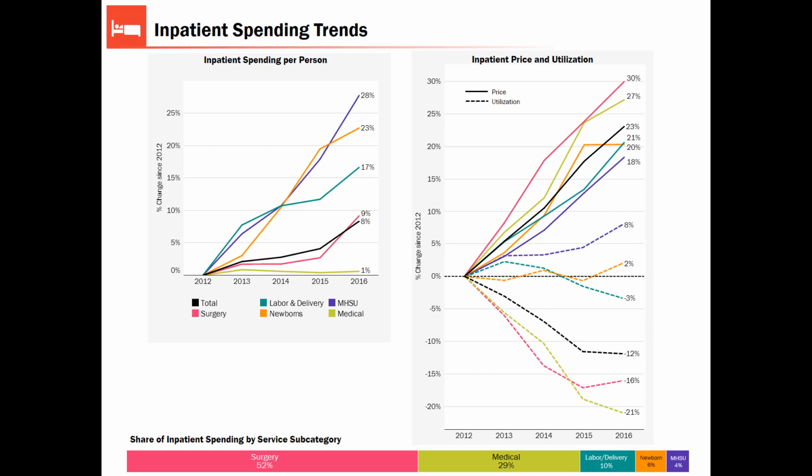You can see rather larger spending increases for some other categories of inpatient care, particularly mental health services. It is a large increase, but if you look at the very bottom of the slide, you can also see that mental health services constitute only 4% of inpatient spending overall. So even though it was a large increase, its impact on overall hospital spending was somewhat limited. Next slide, please.